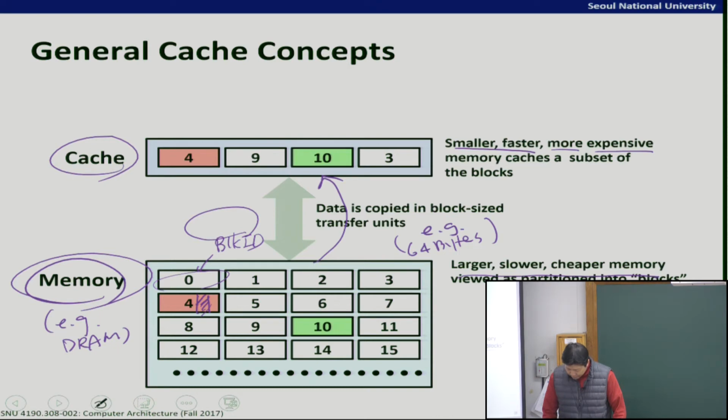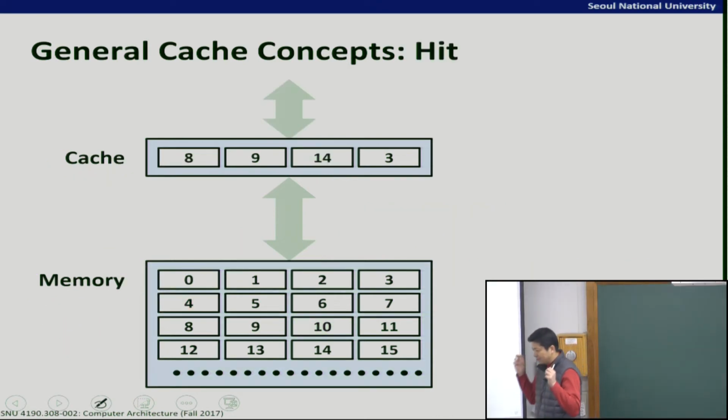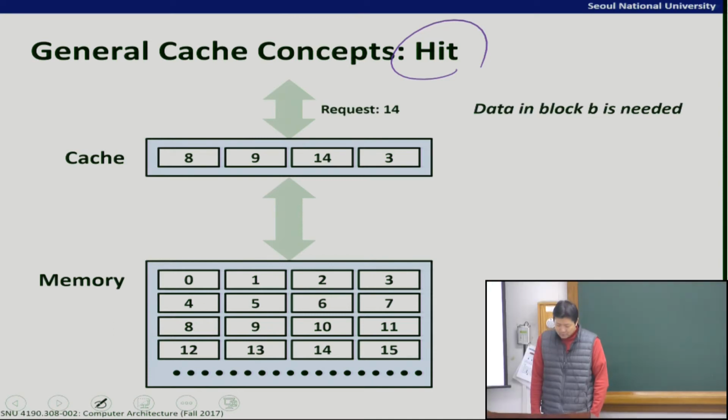So here is a general cache concept. There's a notion of a cache hit. A cache hit means you access memory, and the memory word you are accessing is currently in the cache. So let's say you want to access a memory word in block 14. Then the data you're looking for is currently in the cache, right? So you can provide very fast access to the CPU.